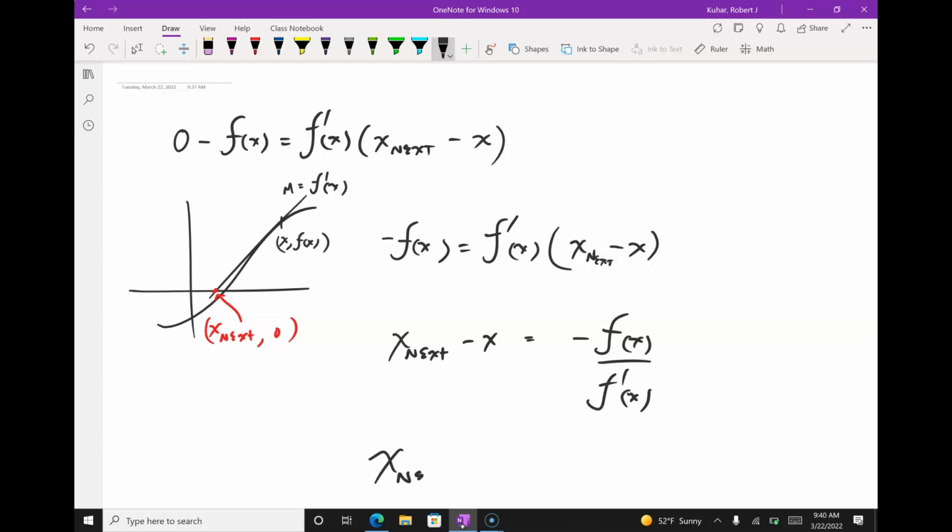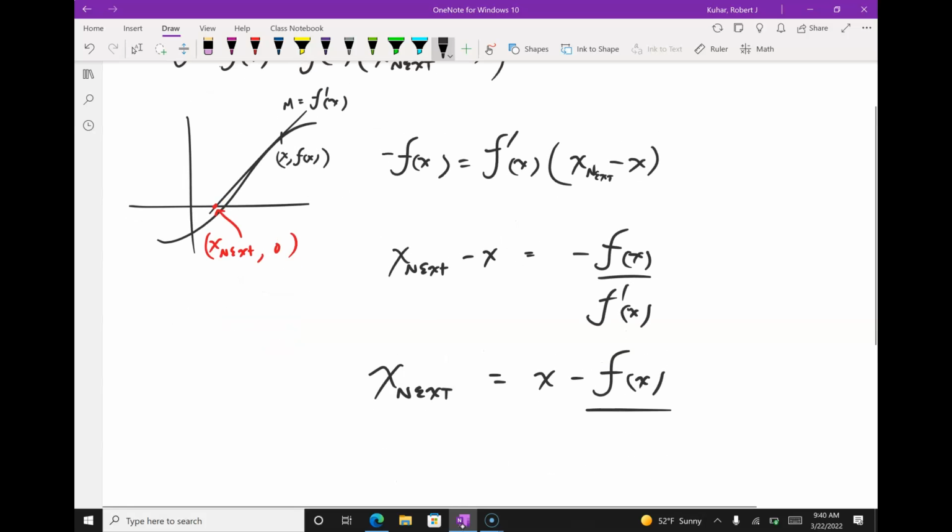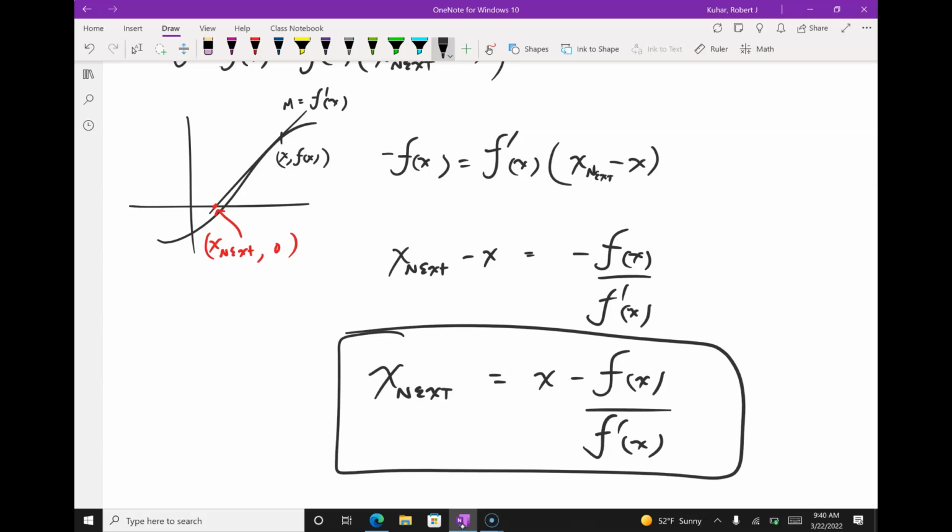So this is my Newton's method. The next guess I'm going to make is going to come from the first guess minus the function at the first guess divided by the derivative of the first guess. And this is what I'm going to iterate. Iterate meaning, take the result and put it back in.